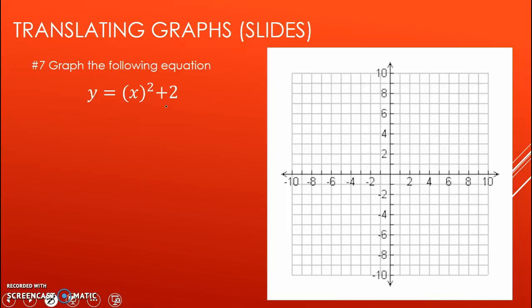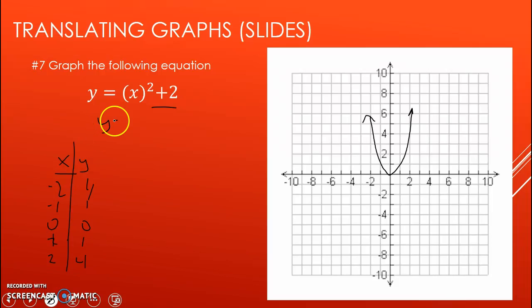Let's take a look at another situation. Now we're going to be adding something after we square it. So again, we know the parent function looks like this. That's what the general function looks like. But what happens when we add a 2 after we square everything? So if I plug in my original values, -2, -1, 0, 1, and 2, and I square them all, I get 4, 1, 0, 1, and 4. Well, now, that's the parent function. Now what I'm going to do is take all of these values here and add 2 to it. So 4 becomes 6, 1 becomes 3, 0 becomes 2, 1 becomes 3, and 4 becomes 6.